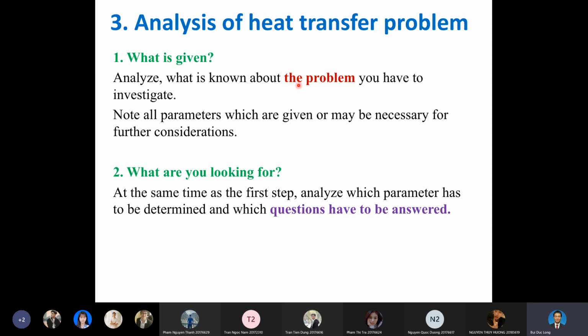The first thing is to know the problem. The second question: what are you looking for? You already know the problem, so what do you want? At the same time as the first step, analyze which parameters have to be determined and which questions have to be answered. So this is the approach.